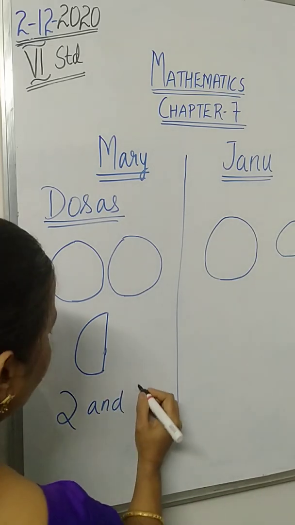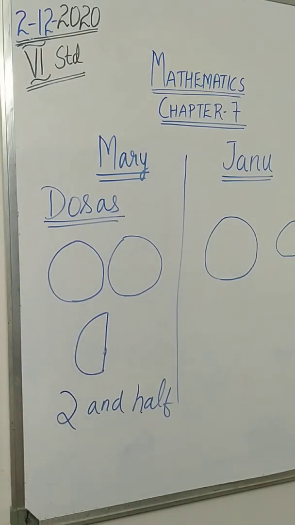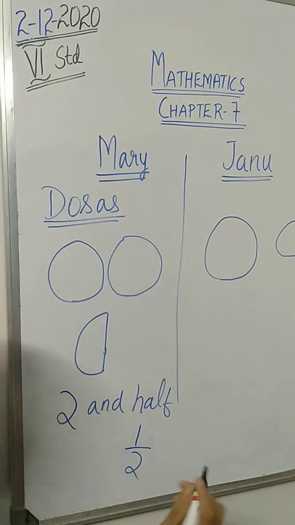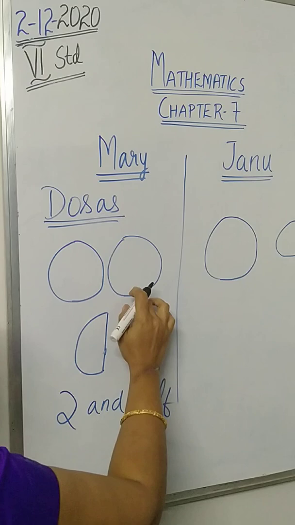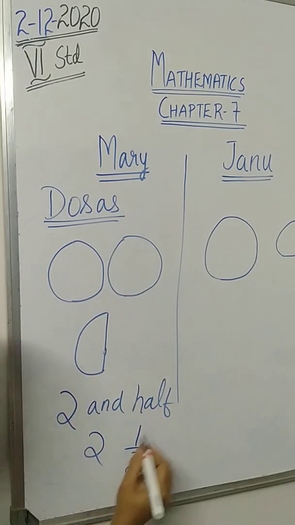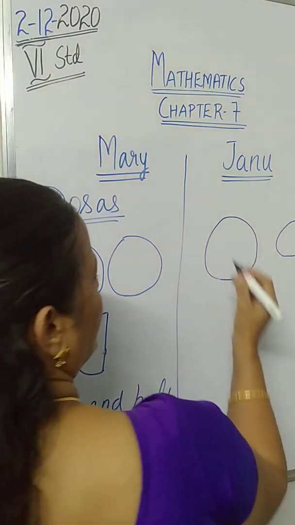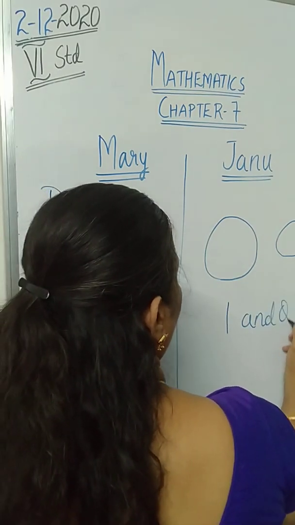How do you write half? How do you represent half in numbers? We write half as 1 by 2. That is, if one full dosa is made into 2 halves, one part of it she has had. So she has had 2.5 dosas. Now, here her sister had 1 and a quarter.